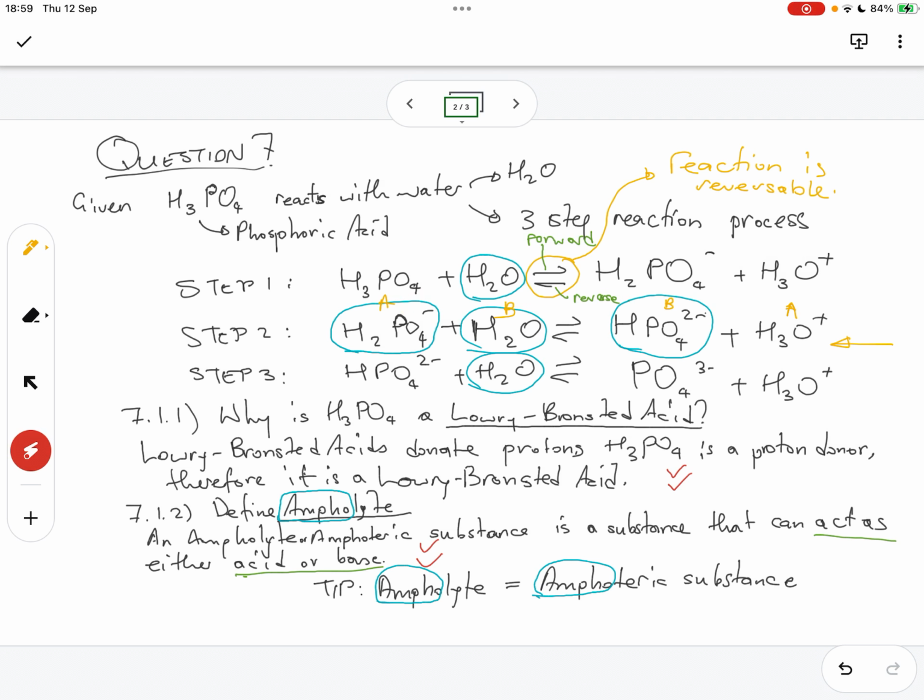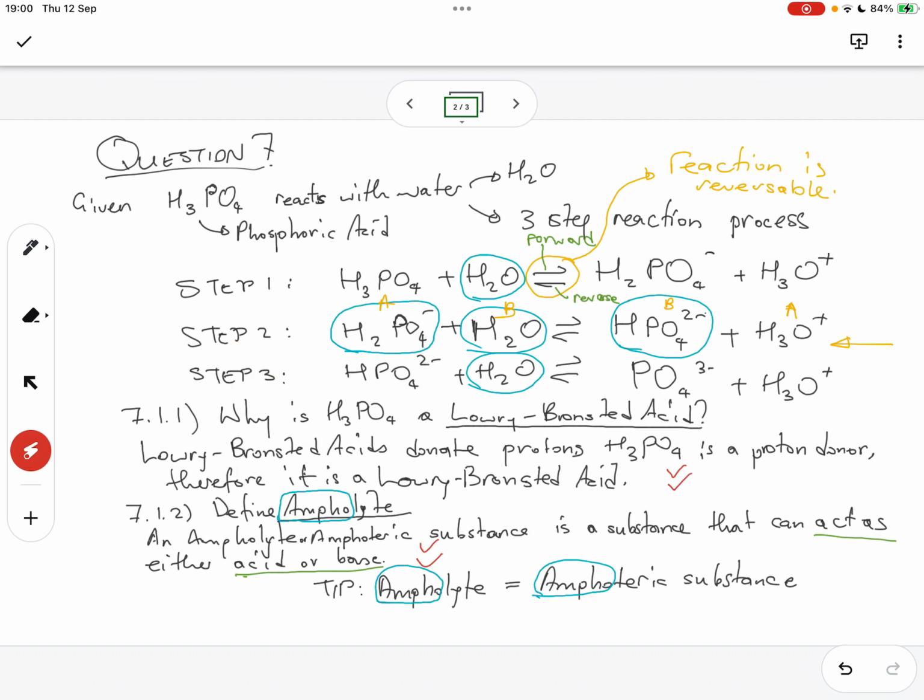I started too fast. Okay, I'll explain again. I'm starting the explanation from scratch. Initially in step 1, we have phosphoric acid plus water, and that gives us these two products. Now, these reactions are reversible, meaning the forward reaction happens, but there's also a reverse reaction, meaning the same products can react again to give you the initial reactants. And we have this in all three steps.